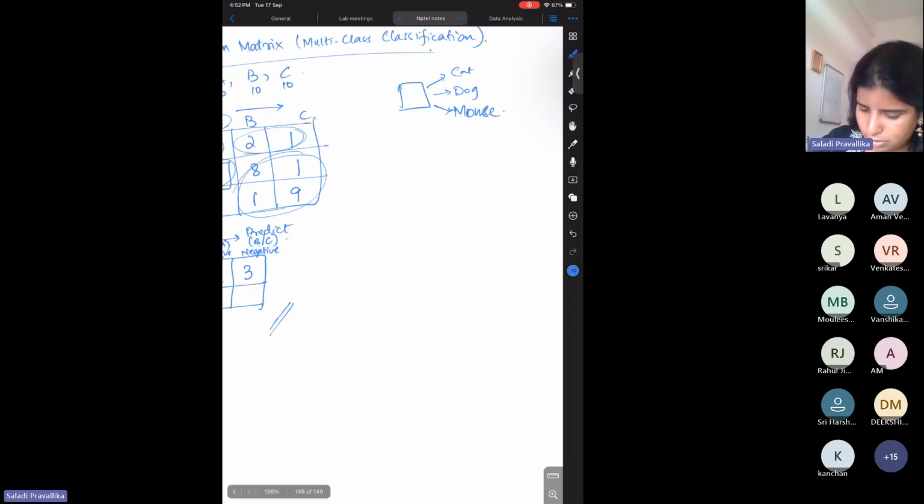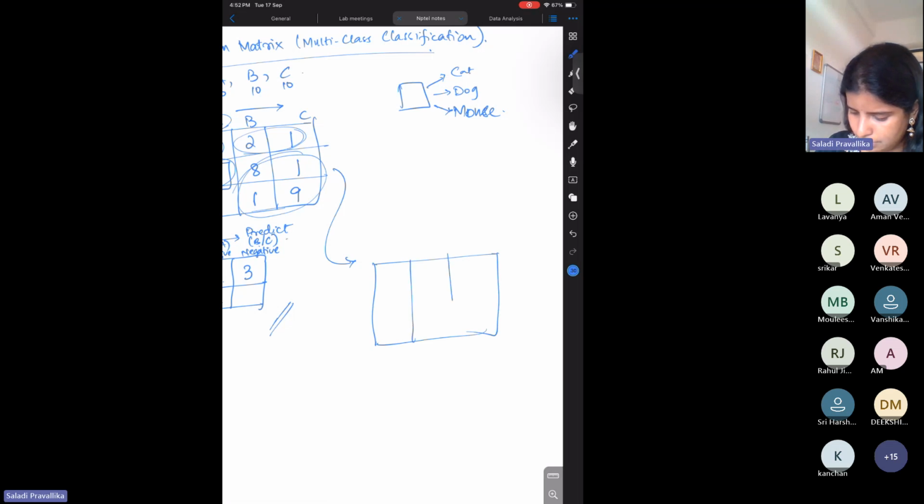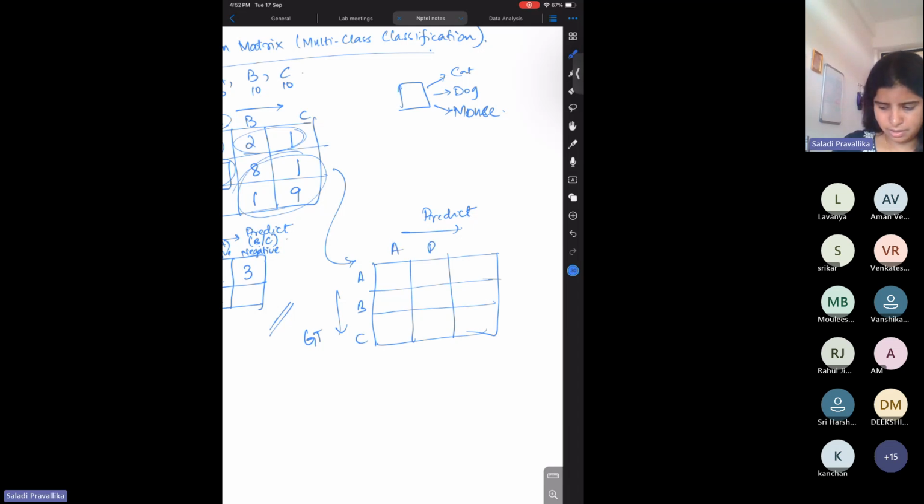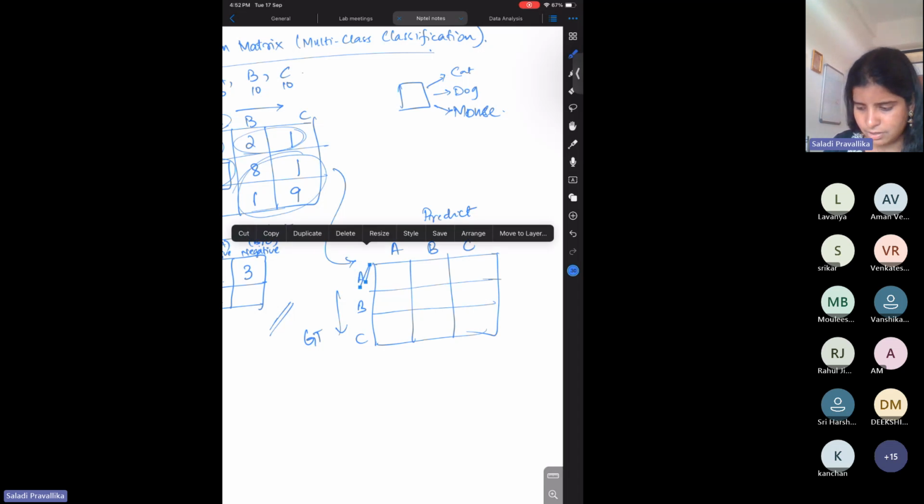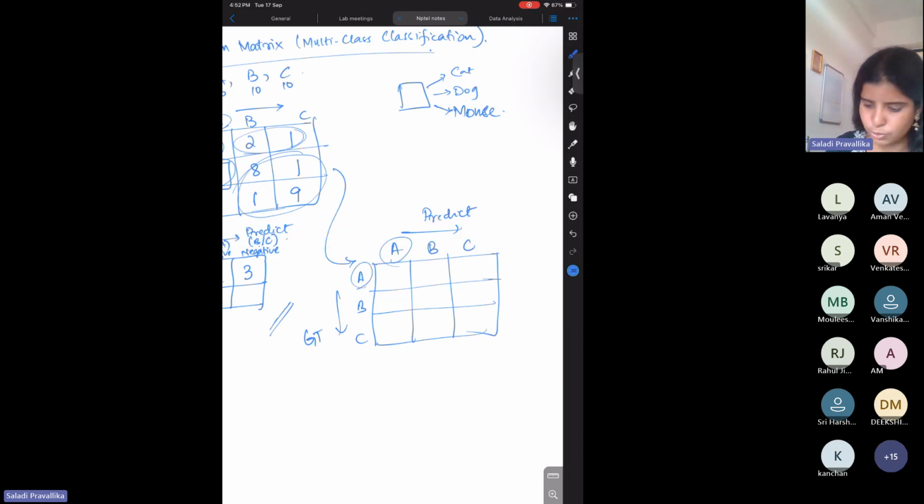I can either write it this way. This is my predict axis, and this is my ground truth, A, B, C and A, B, C. For a given value of A, if my prediction is also A, it is a true positive. For a given class A, if it is predicting B or C, it is a false negative.